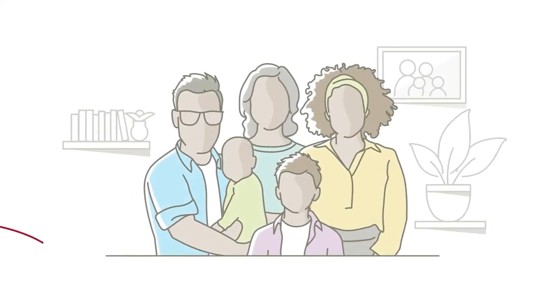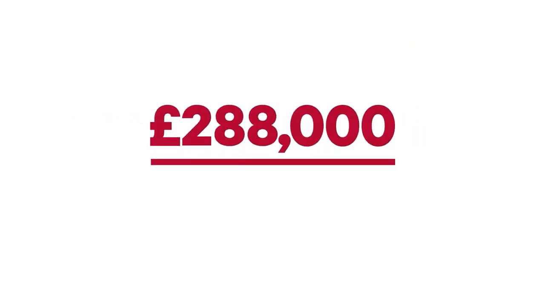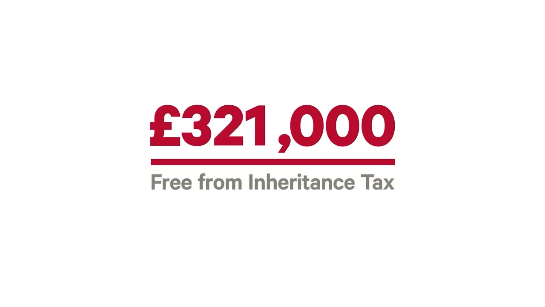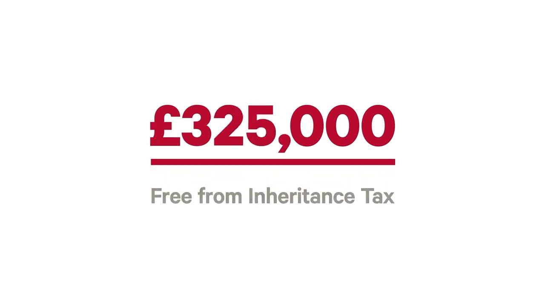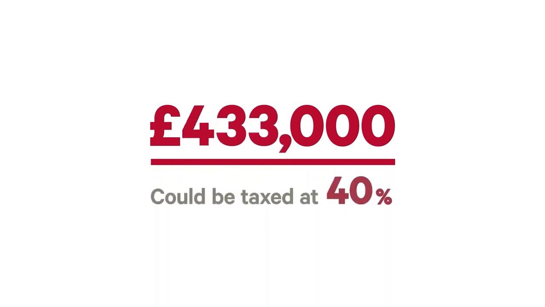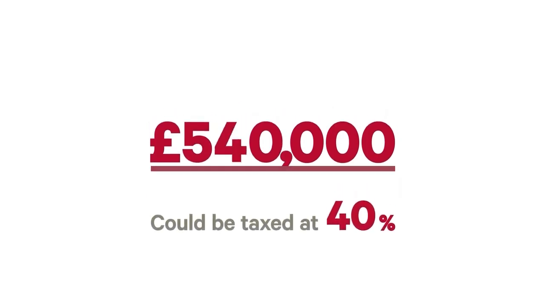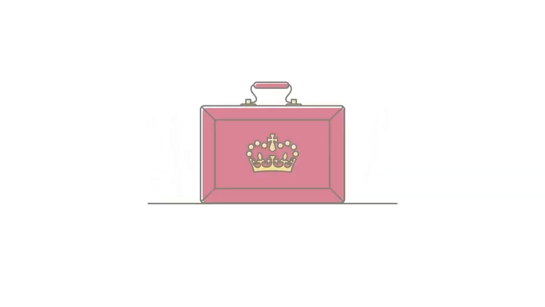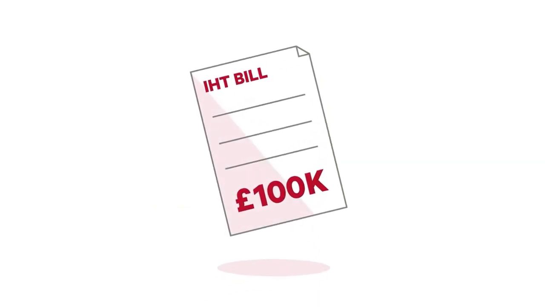We all want to leave as much as possible to our family and loved ones. In the UK, the first £325,000 of an individual's estate is free from inheritance tax, but everything over this could be taxed at 40%. So without careful planning, HMRC could easily become the largest beneficiary of your estate, leaving a large tax bill to settle.